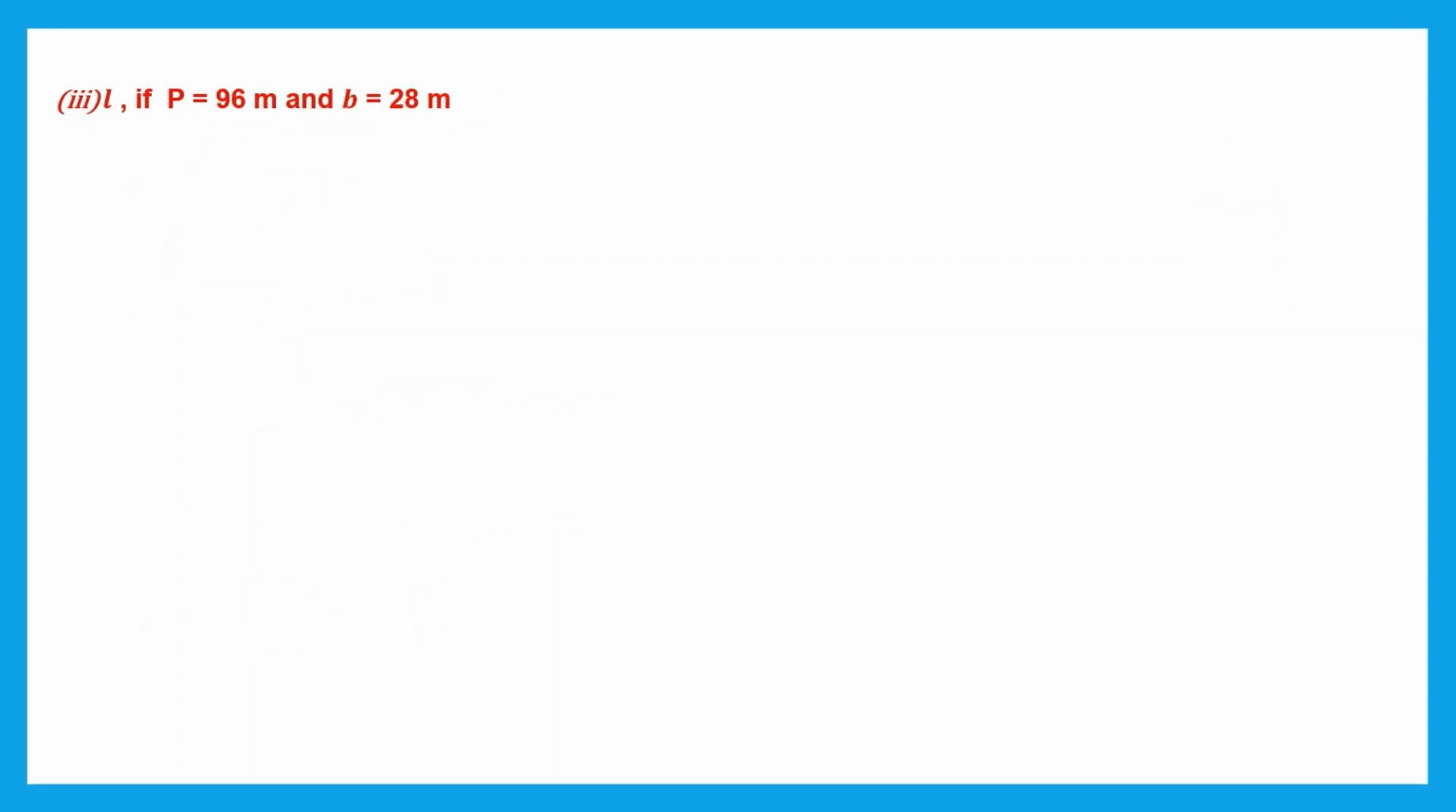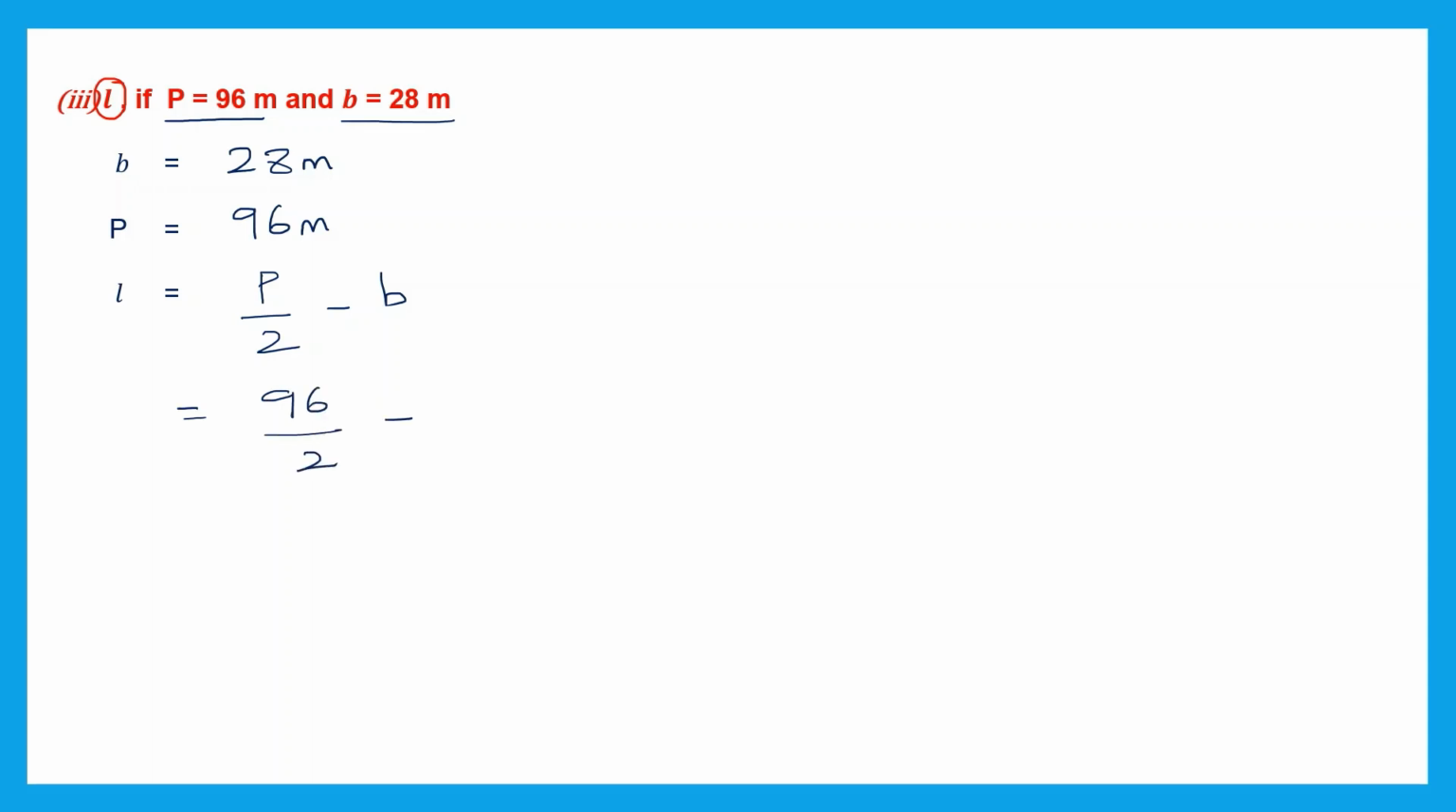Question 3. This time we have to find the length. We've been asked to find the length, and what is given to us? We've been given perimeter, which is 96 meters, and breadth, which is 28 meters. So let's find the length. Breadth given to us is 28 meters. Then perimeter is also given to us, that is 96 meters. Now we have to find the length, and the formula is perimeter by 2 minus breadth. This time we're minusing the breadth. So perimeter is 96. Divide this by 2 and minus the breadth. The breadth is 28 meters. So all this is meters.